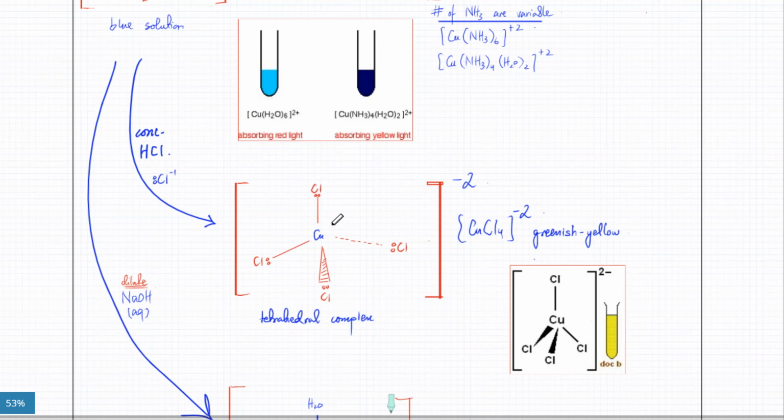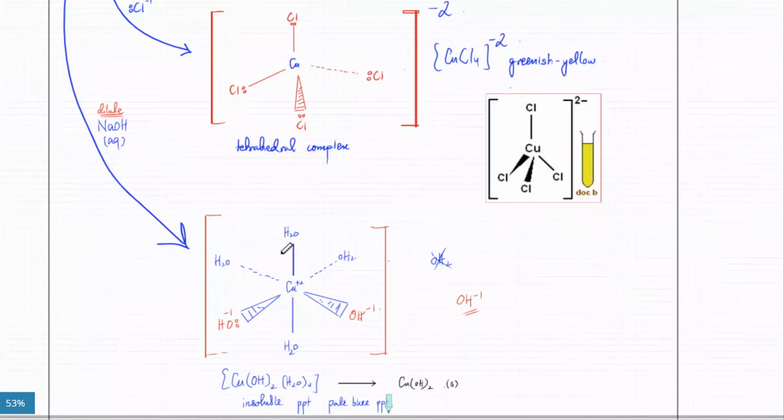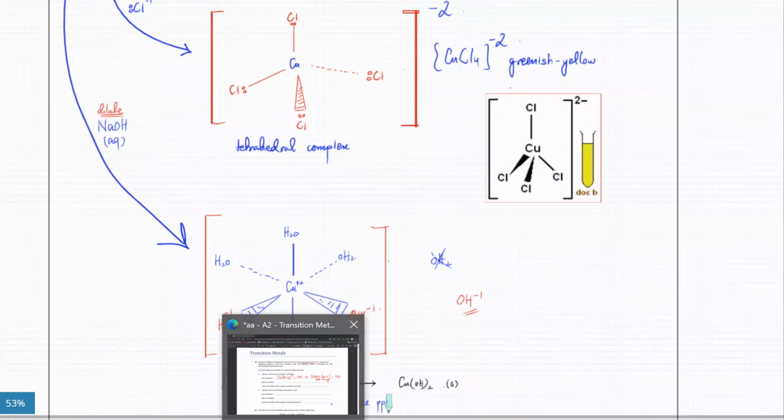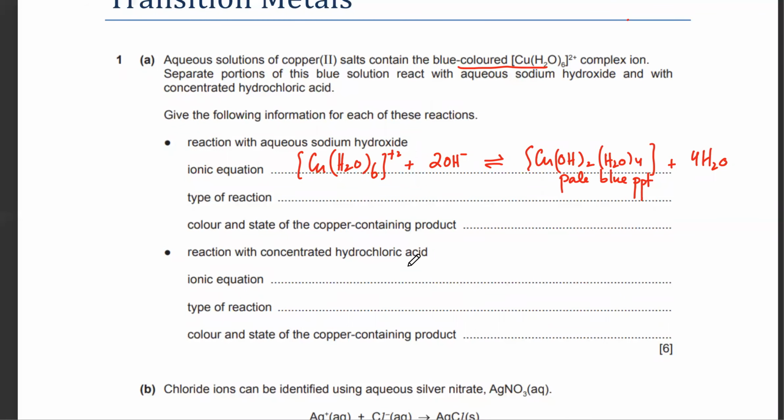So you have to remember that Cl minus ions are bigger in size, so only 4 of them surround it. That's a tetrahedral complex. For the other ones, it's usually an octahedral complex. 6 ligands surround it. So you have to remember these specific ligand exchange reactions. This one, the type of reaction, is a precipitation reaction, because a precipitate is getting formed in this particular reaction. And color and state, we already wrote down the color and the state.